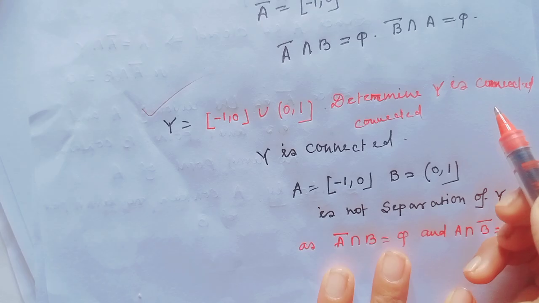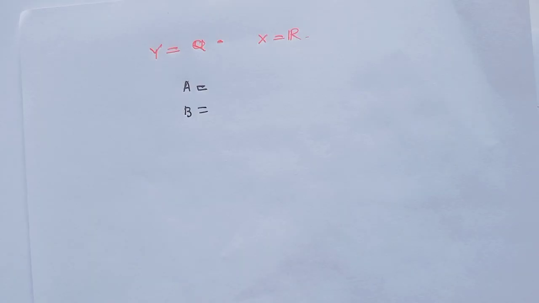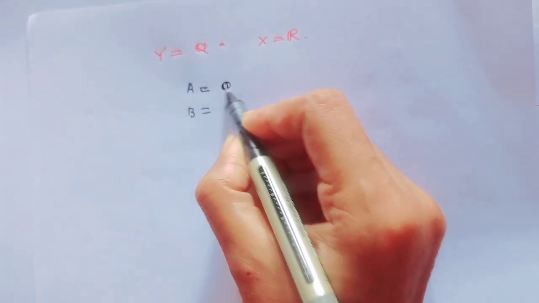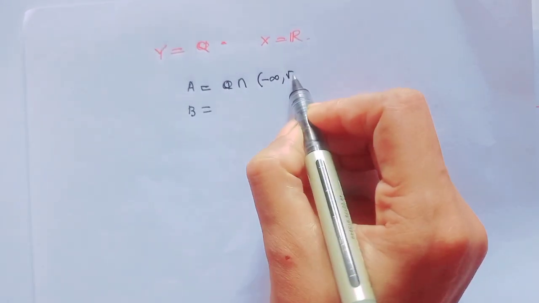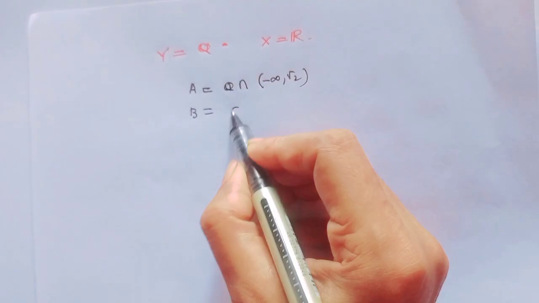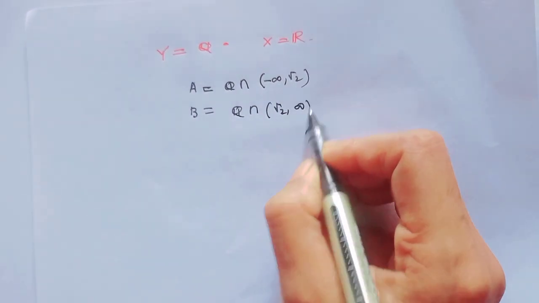Okay, I hope all my viewers have understood. Well, next I will show that the set of rational numbers is not connected in the subspace topology. Consider Y equal to Q and X equal to R, with Q a subset of R. Consider A equal to Q intersection (-infinity, square root of 2) and B equal to Q intersection (square root of 2, infinity).